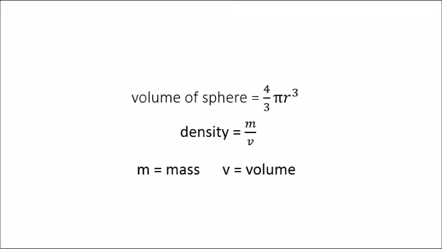Using the formula 4/3 pi r cubed, you can find the volume of your marble, and then using the formula density equals mass over volume, you can then find the density of your marble.